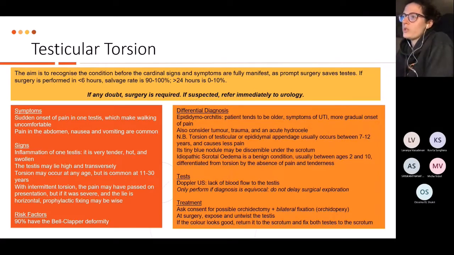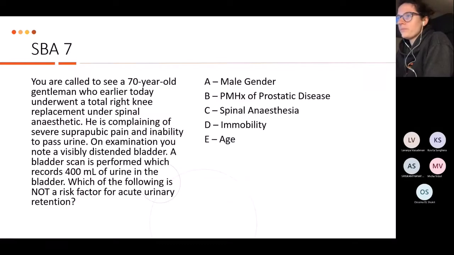And just for treatment, generally you need to make sure that, as well as just consenting for exploration and untwisting, you also consent for possible removal of the testes if it is no longer viable, and bilateral fixation. Because of this anatomical deformity, if you have it on one side, you're more likely to have it on the other side, therefore you're more likely to also torse the other testicle. So typically they repair both sides at the same time to hopefully reduce the chance of you having it again.